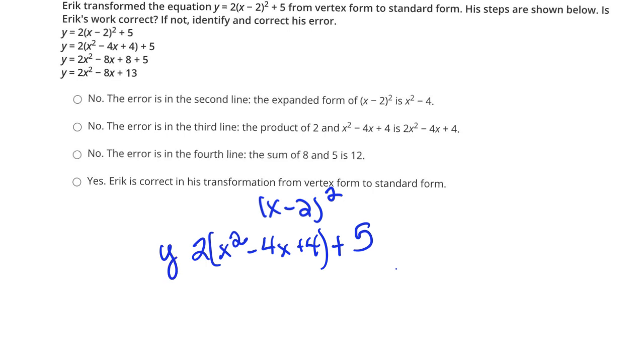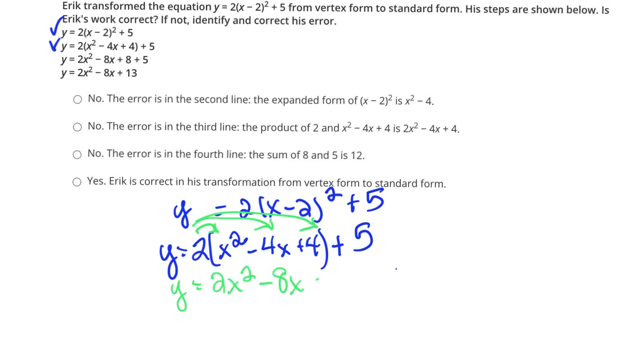So this becomes his next step. And let's see if this is correct. It looks correct. All right, the next thing we need to do is to distribute this 2 to all terms in the parentheses. So let's see if this might be his error. We have y equals 2x squared minus 8x plus 8 plus 5.